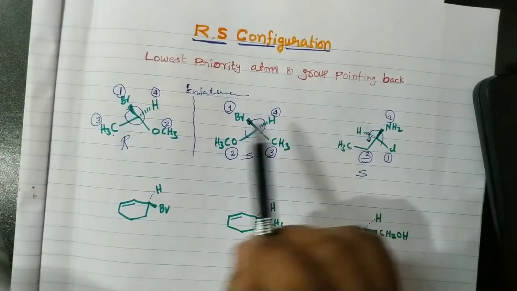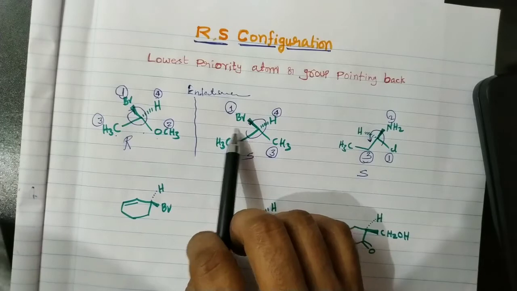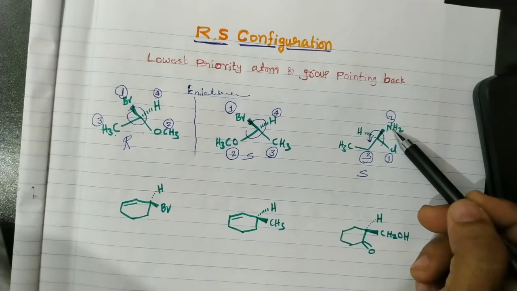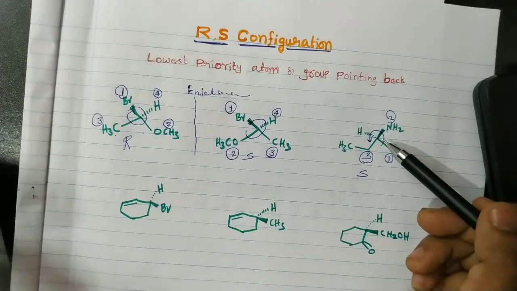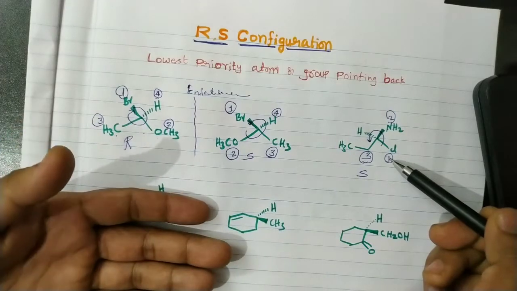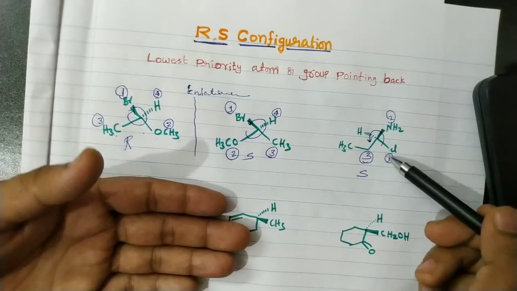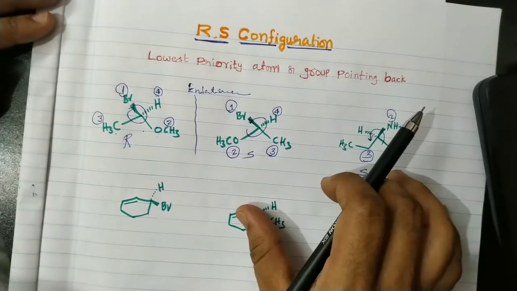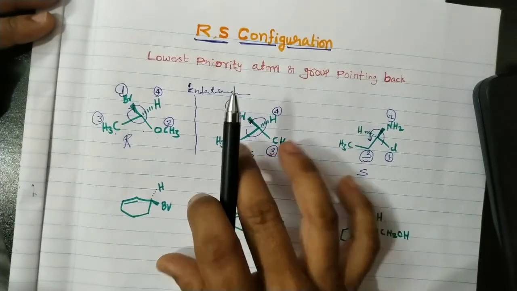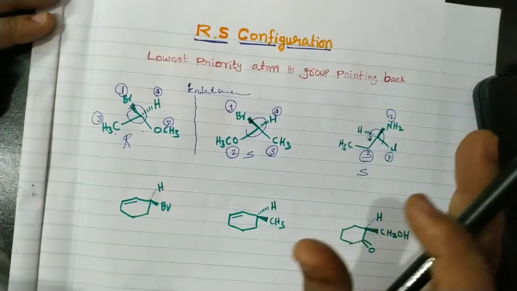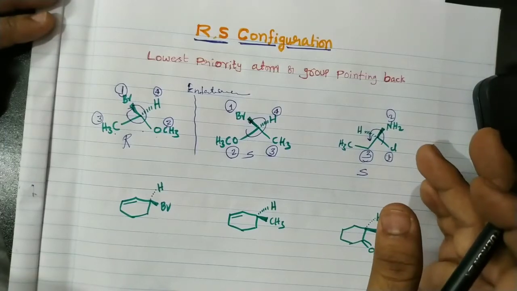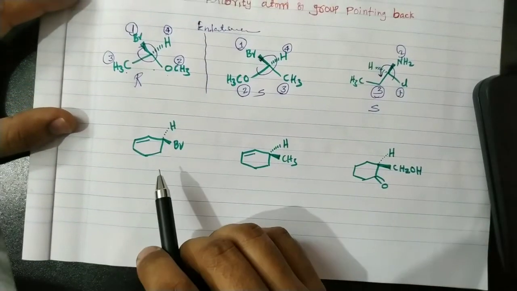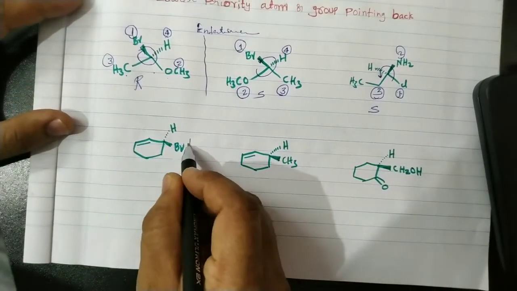Here in this case, the high priority group is above the plane; here the high priority group is on the plane; here the second priority group is above the plane. But in these cases the high priority group may be on the plane or below the plane, while the least priority group must be below the plane in all these cases. Then for clockwise direction it is R configuration, for anti-clockwise direction S configuration. Okay, that's it.